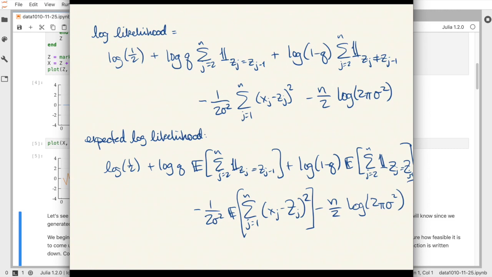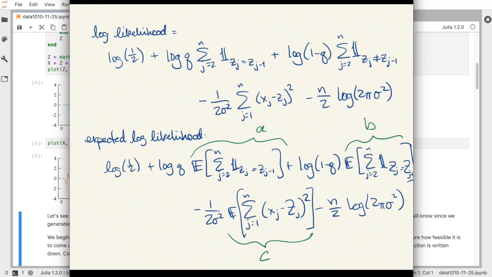Let's pause for a moment to appreciate some of these terms. So remember that q and sigma are the things that we're trying to optimize, and they show up in relatively simple form. For example, q shows up here and here, and sigma shows up here and here. So we can give a name to this quantity, maybe let's call it A, as well as this quantity, let's call it B, and this one, let's call it C.